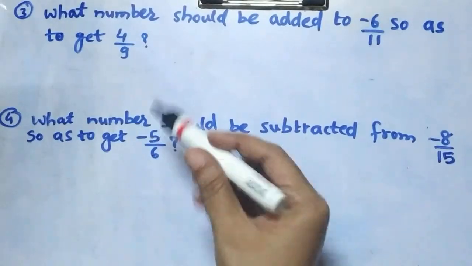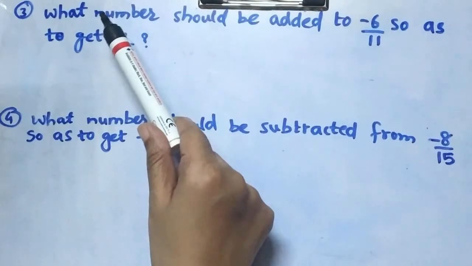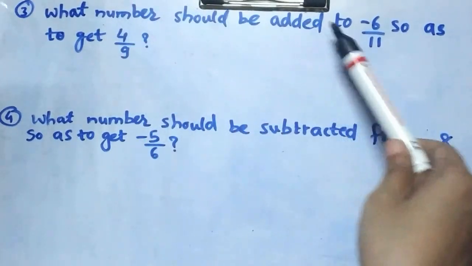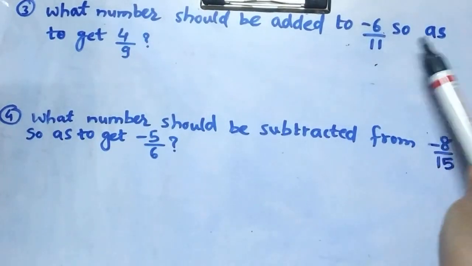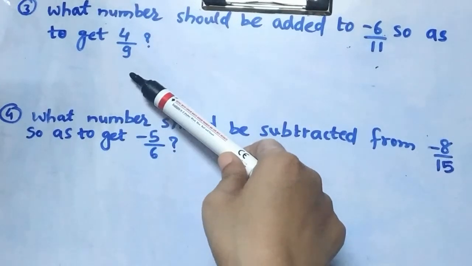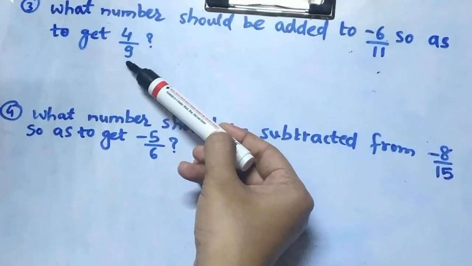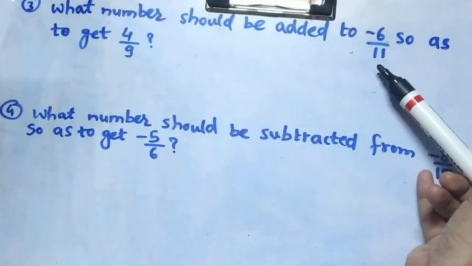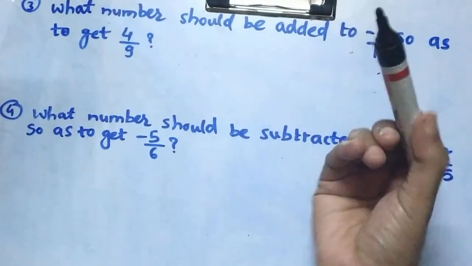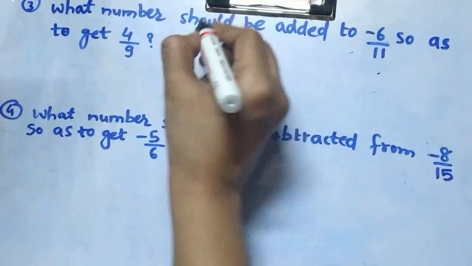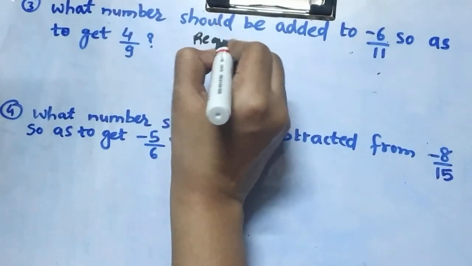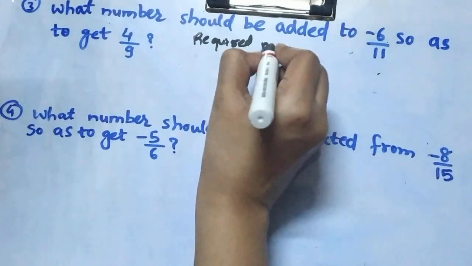Now friends, we'll move to the next question. Here we have given what number should be added to minus 6 by 11 so as to get 4 by 9. Here friend, the question is related to addition. We have given the sum and one of the numbers, and we need to find out another number. So friend, we need to find out the required number.